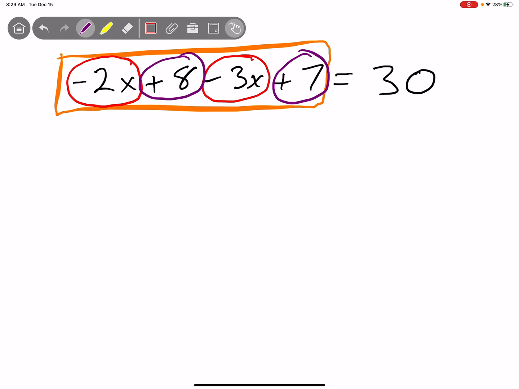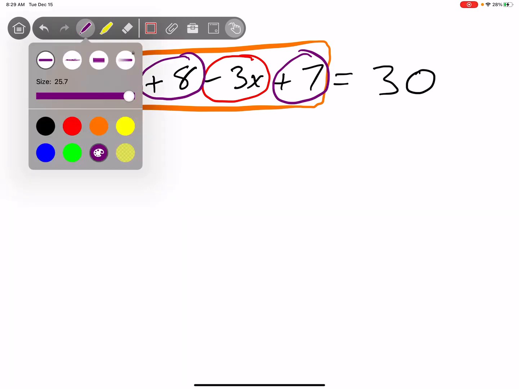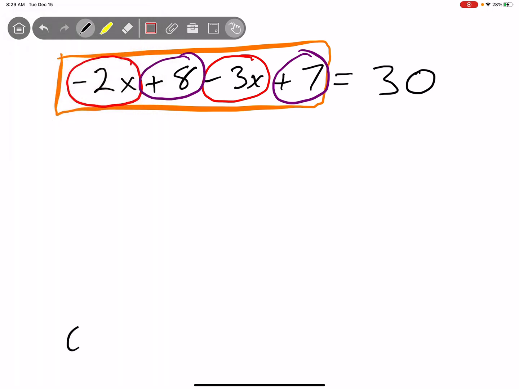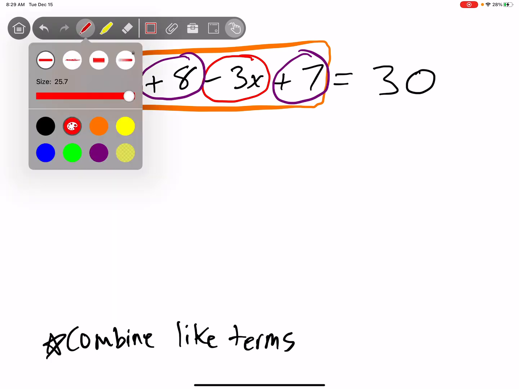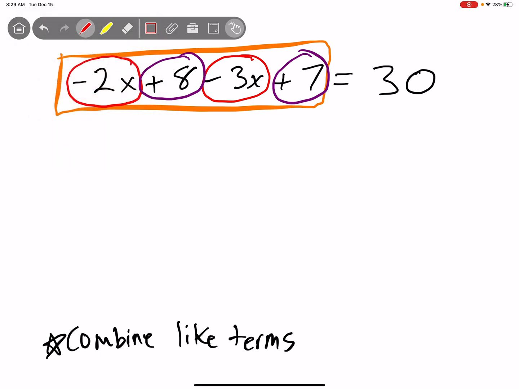When we have two types of terms, those with variables and those without variables, and there's multiple of them, we can combine like terms, okay? Now, what are like terms? Well, notice what I circled in red. Negative 2x and negative 3x. They both are terms that have an x in them, okay? And just an x. So I can actually combine those.